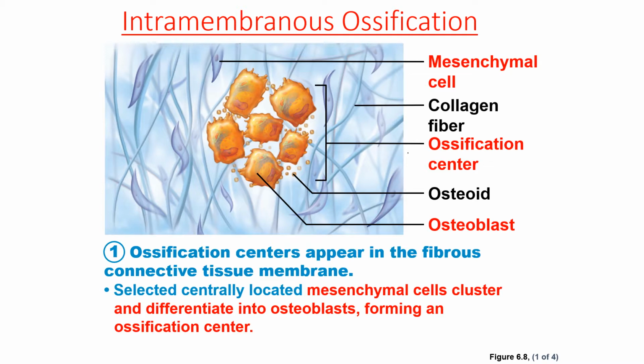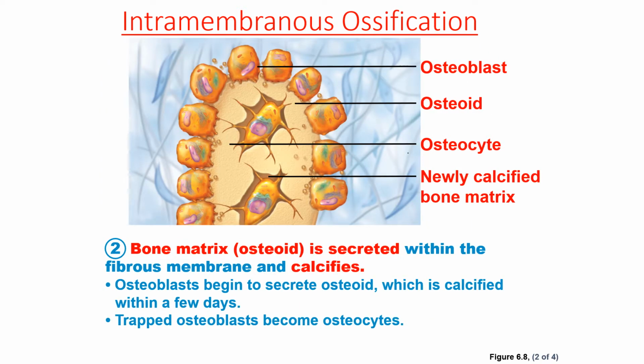Intramembranous ossification begins when a cluster of mesenchymal cells come together to create an ossification center. These cells begin to secrete matrix from which calcium phosphate crystals will be deposited. Mesenchymal cells will differentiate into osteoblasts, which will further create bone matrix. Osteoblasts continue to secrete the osteoid, which is calcified within a matter of days.